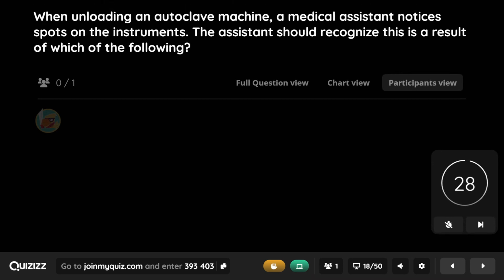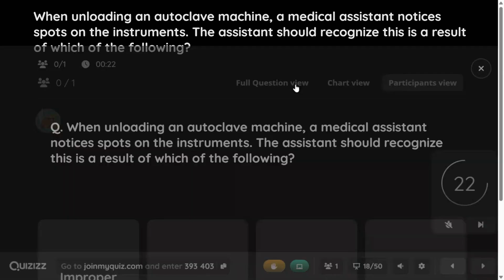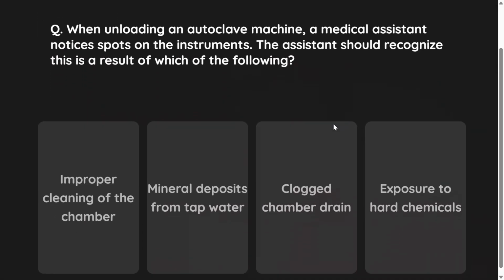When unloading an autoclave machine, a medical assistant notices spots on the instruments. The assistant should recognize that this is a result of what? Would it be improper cleaning of the chamber, mineral deposits from tap water, clogged chamber drain, or exposure to hard chemicals? This is when unloading an autoclave machine and the MA notices spots on the instruments.